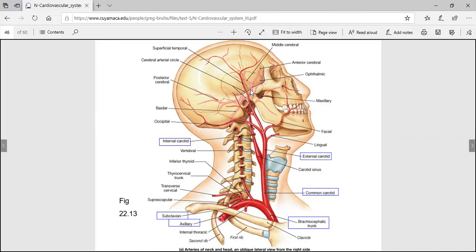And Cuyamaca, we're going to make you learn the circle of Willis, and I'll just touch on it for Southwestern. But it's a circle, and the blood flows into this circle, and it can go around it to different areas of the brain.